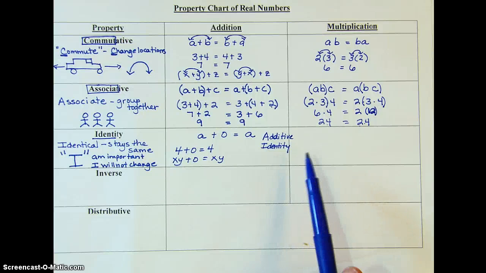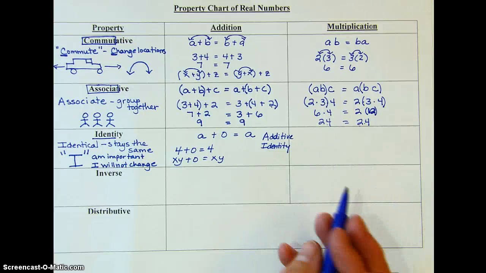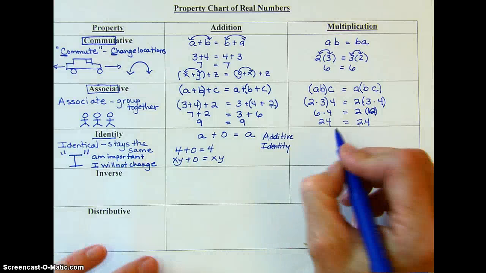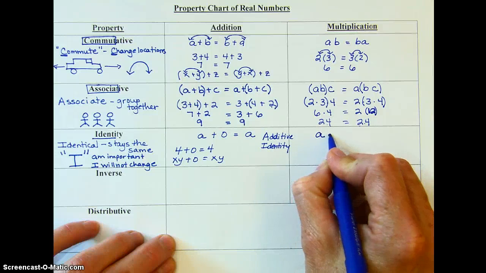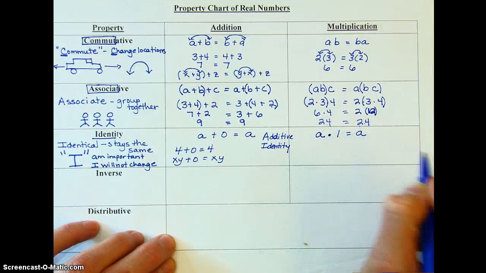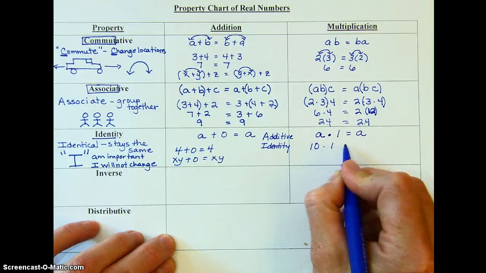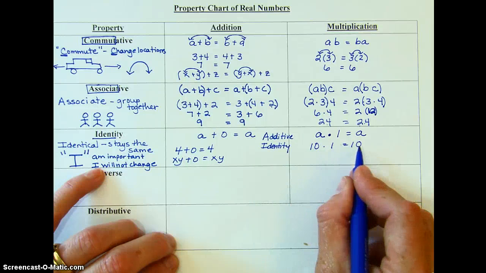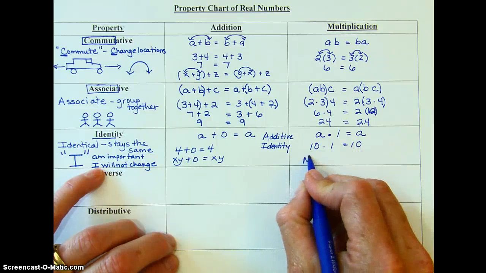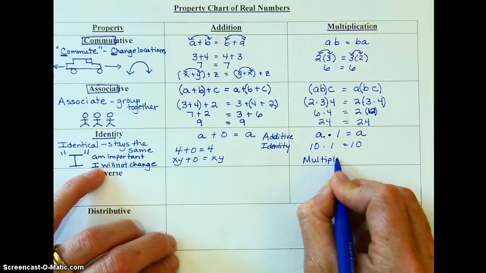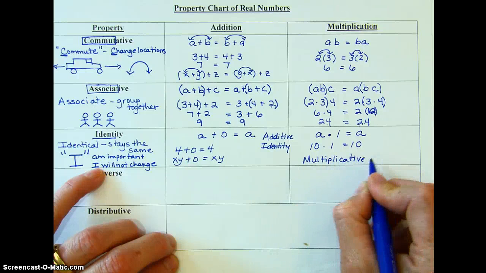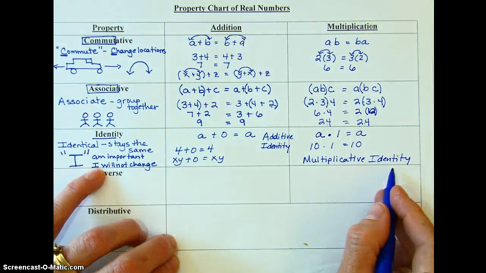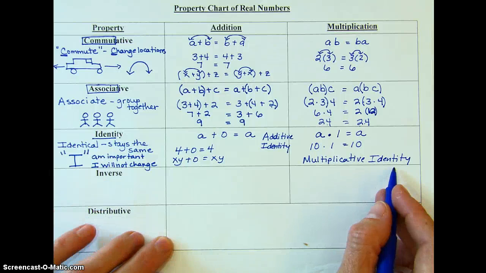Now, the next one is the multiplicative identity. Think of what can you multiply a number by and not change the value? Well, that is 1. So A times 1 equals A. 10 times 1 equals 10. Notice, I am important and I did not change. And this is called the multiplicative identity. Remember that word identical. No matter what I do to it, I get the same exact thing back.